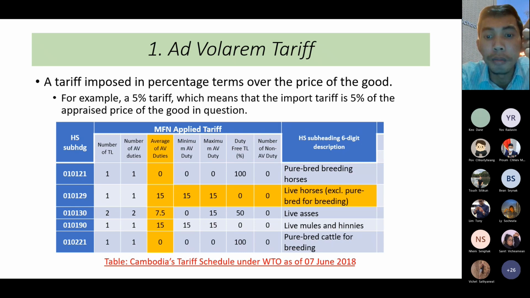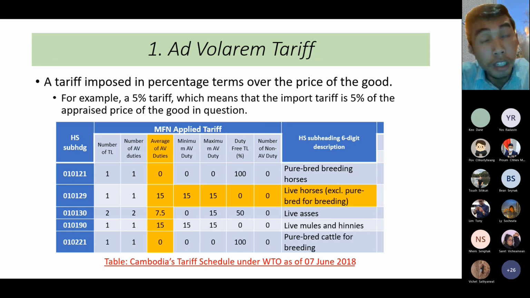So $150 is the AV tariff, the AV duty of the live horse. So again, AV duty is very simple. It is the sum of money that is calculated in percentage terms over the price of the good. So if the good is $1,000, the 15% AV tariff must be $150. So very easy. We only need to calculate the percentage of the tariff on the price of the good. So the special notion of the AV is that it always takes into account the price of the good.